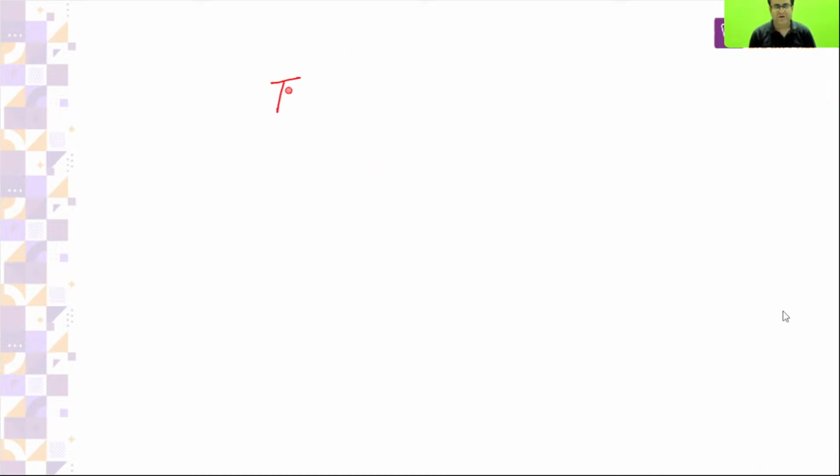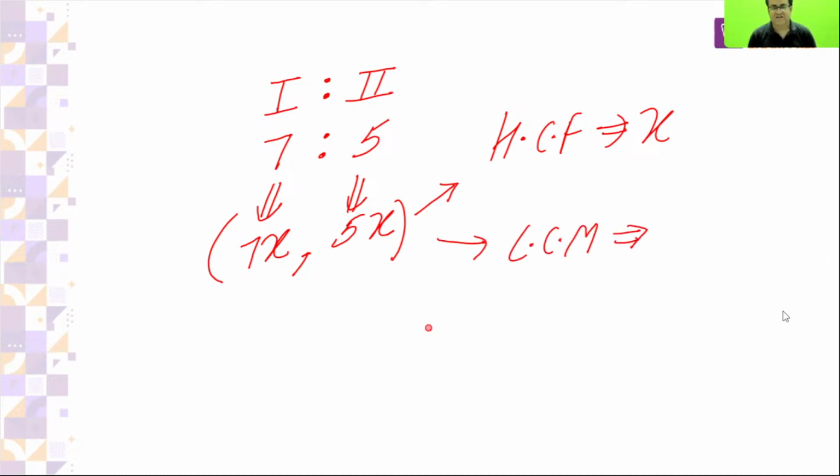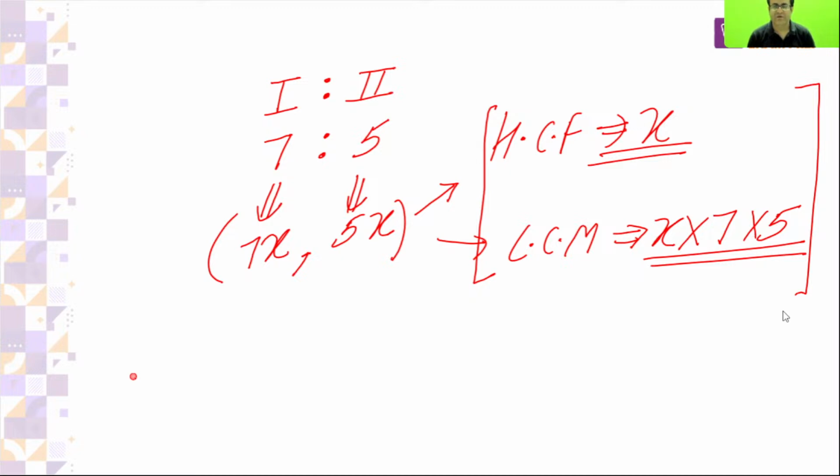One more thing. If two numbers are given and let's suppose 7 is to 5 is the ratio, then I can take the numbers as 7x and 5x. If I'm supposed to find the HCF of these two, the common part is x. So x is HCF. What about LCM of both? First the common part, then take the uncommon parts, 7 and 5. This is LCM. I think this is clear. That's great. Let's start with the examples so you will understand better.